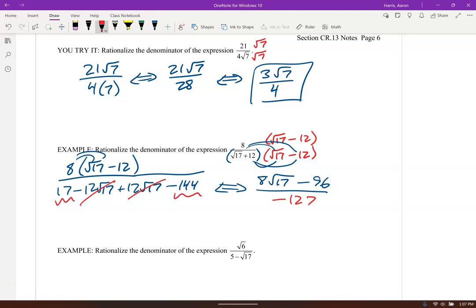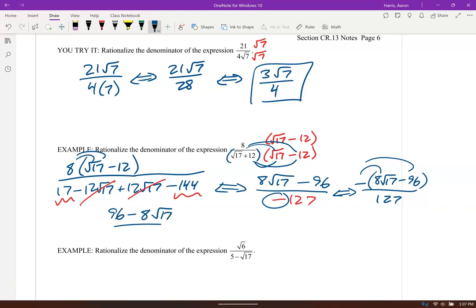And I'm going to go ahead and take that negative up top. I don't want that negative on the bottom. So if I take it up top, it'll change both of these signs. So that's negative, that one becomes positive. So I can write this as 96 minus 8 root 17 all over 127.